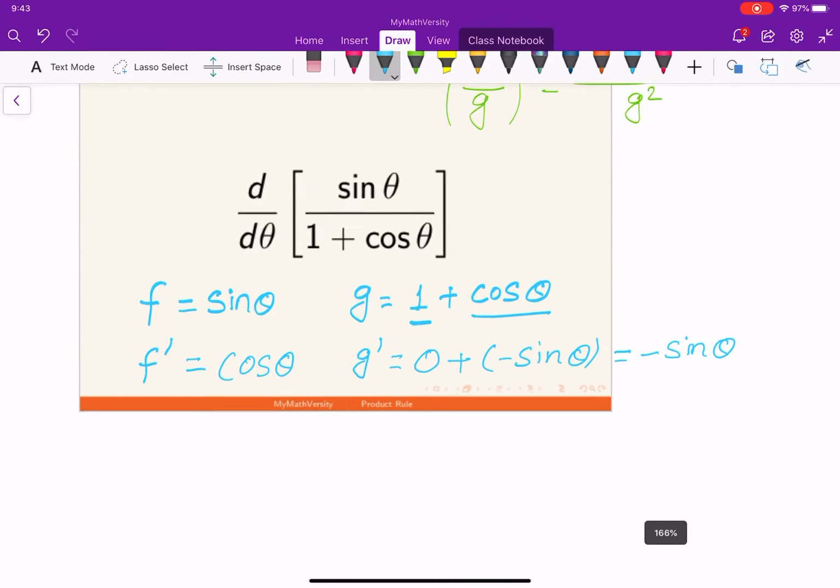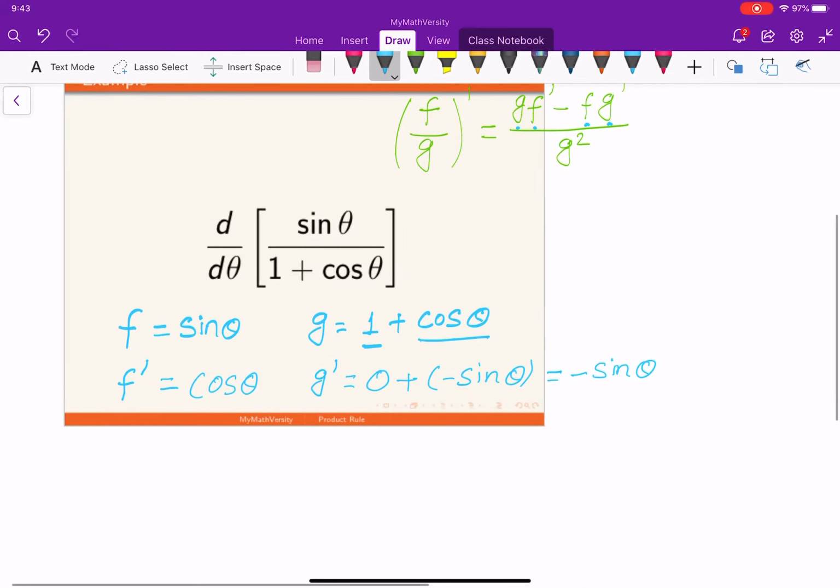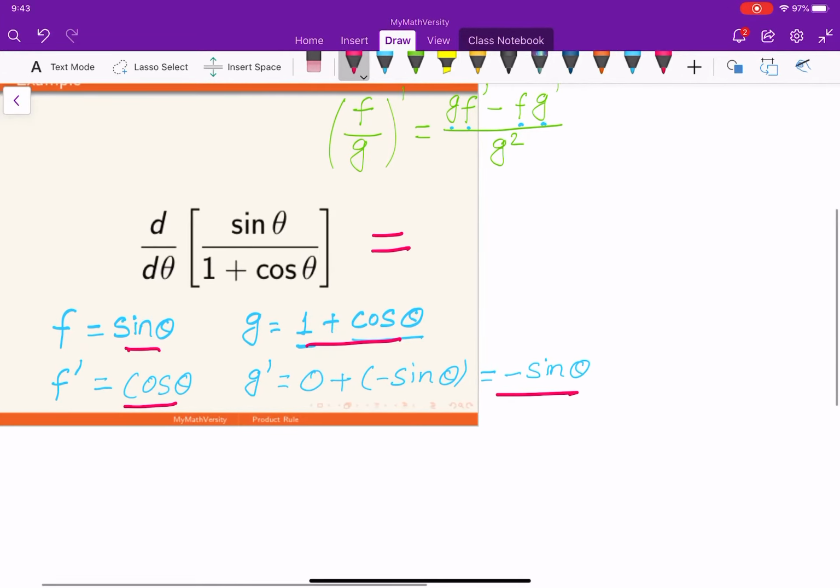So we have f, g, f prime, and g prime. We have all the necessary information, so we can now apply the quotient rule. We first write down the function g, which is 1 plus cosine theta. We copy that. Then we write down f prime, which we figured out earlier, which is cosine theta.